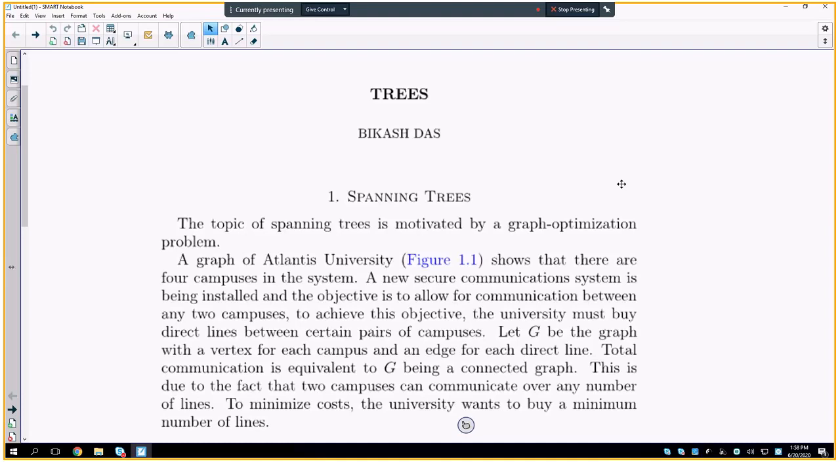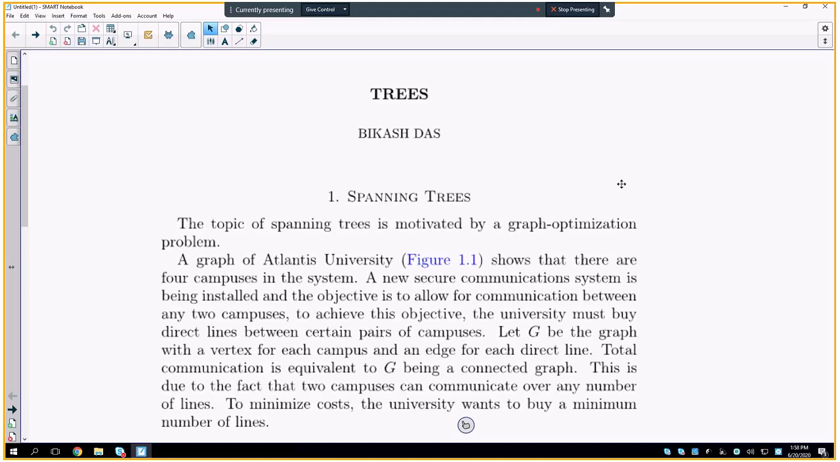This lecture is for section 7.2, and we are going to talk about spanning trees and finding the minimal spanning tree using the greedy algorithm. The topic of spanning trees is motivated by graph optimization problems.